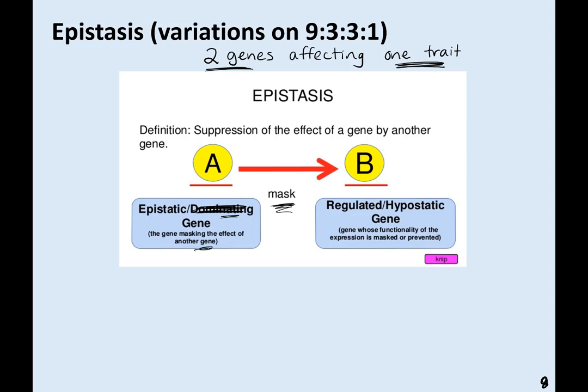So two separate genes interacting somehow in a cell to give a phenotype. But the interaction of the genes can be different based on the genotype. Keep these words in mind. The epistatic gene is the one that masks, and the hypostatic gene is the one that is being masked. Okay.